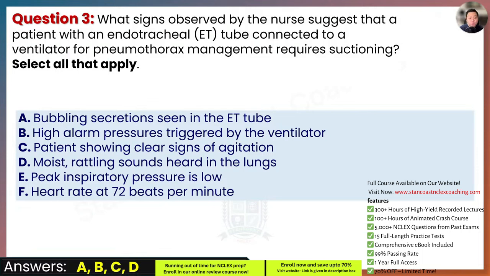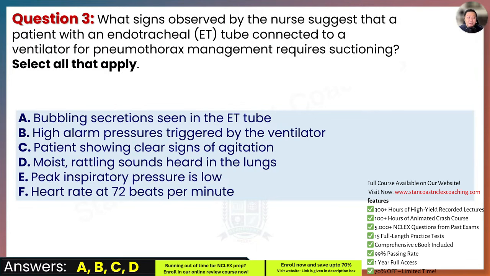Now, when you are the nurse caring for this ventilated patient with an endotracheal tube, one of your key responsibilities is to recognize when suctioning is supposed to be done. We know that suctioning is performed to clear secretions that can block the airway or impair the client's gas exchange, and also that can trigger the ventilator alarms. The body gives us warning signs when the endotracheal tube needs suctioning, and recognizing these early can help prevent complications like hypoxia or ventilator-associated pneumonia.